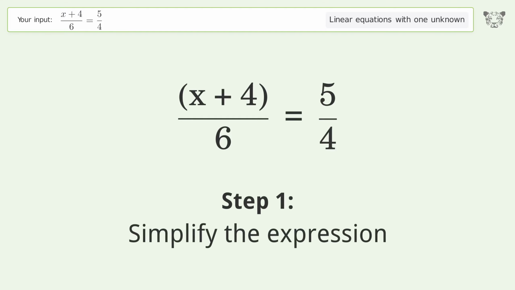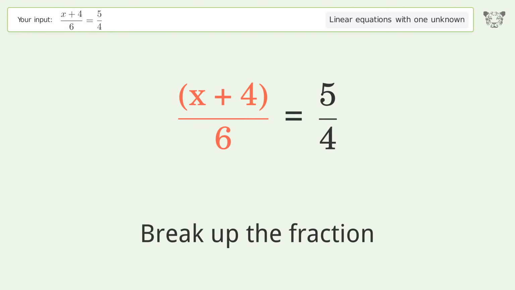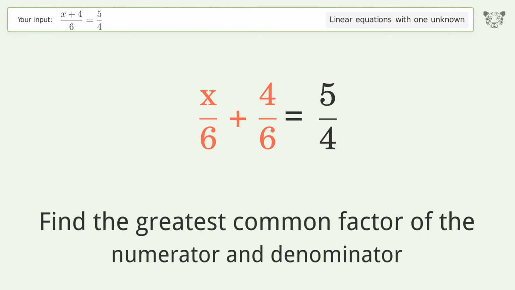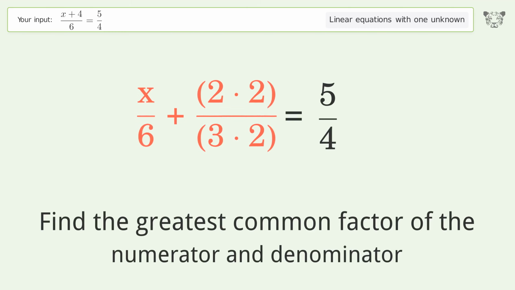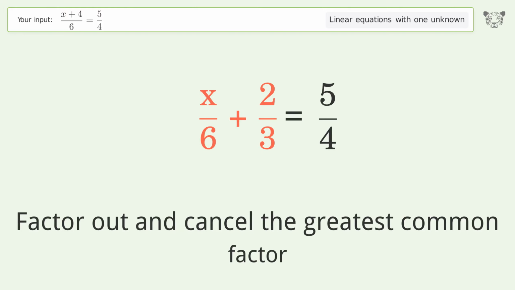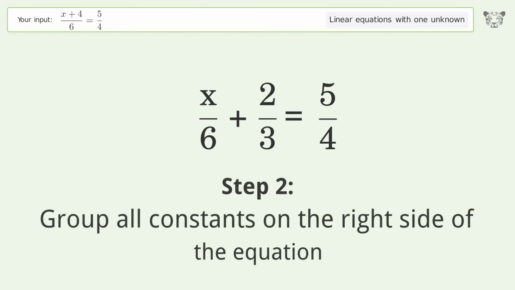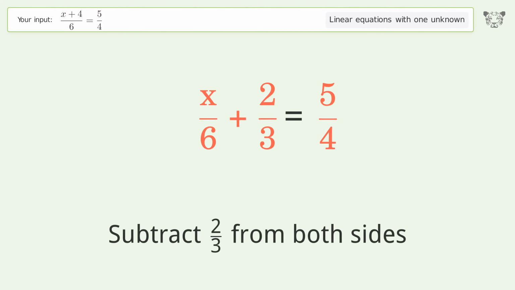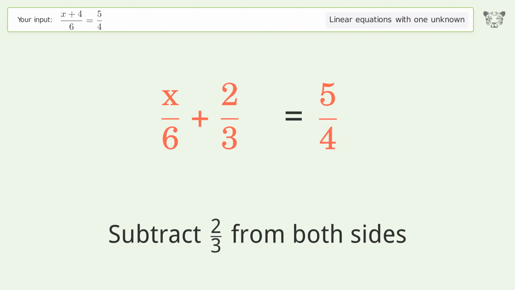Simplify the expression. Break up the fraction. Find the greatest common factor of the numerator and denominator. Factor out and cancel the greatest common factor. Group all constants on the right side of the equation. Subtract 2/3 from both sides.